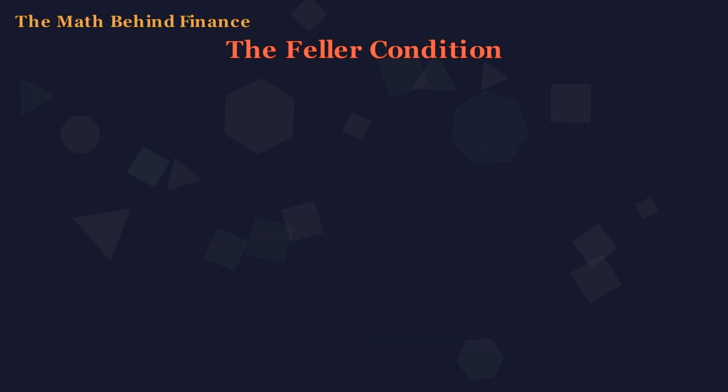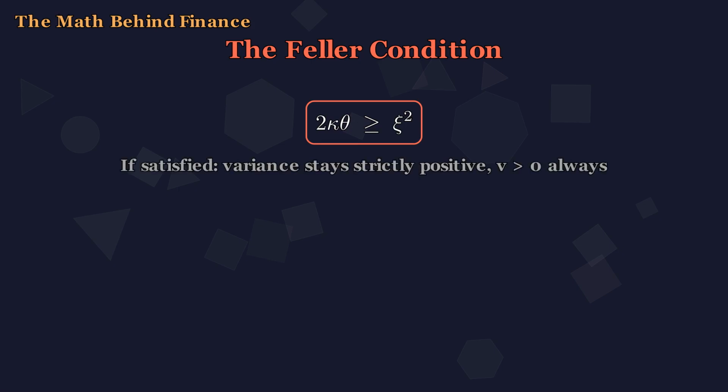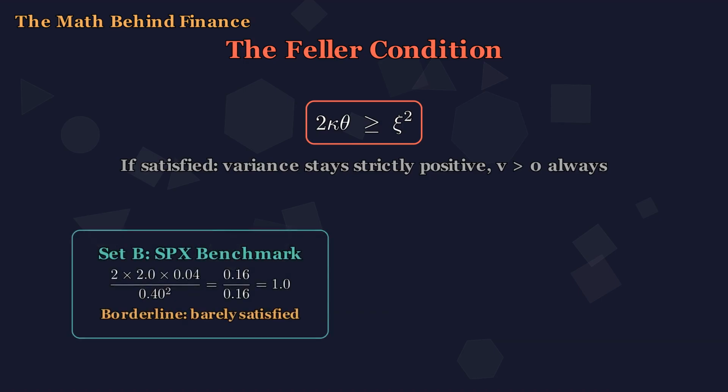There is one critical constraint, the Feller condition. 2 kappa theta must be greater than or equal to xi squared. When this holds, the variance process is guaranteed to stay strictly positive. It can approach 0, but it can never cross it. This matters because the square root in the diffusion term would be undefined for negative variance. For our benchmark parameter set, the Feller ratio is exactly 1. 2 times 0.04 divided by 0.4 squared, 1.0, borderline. The condition is barely satisfied.